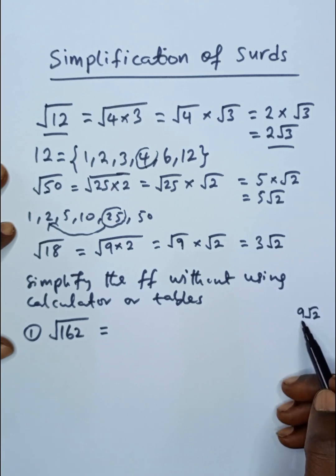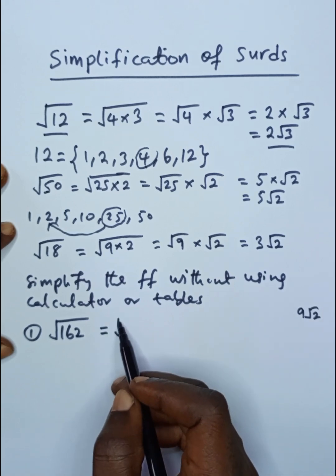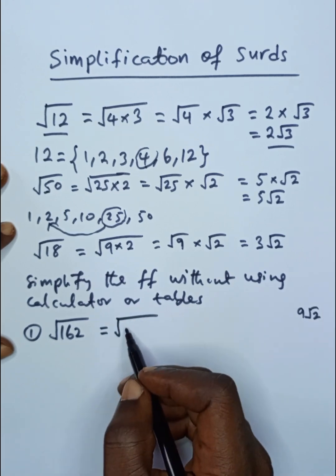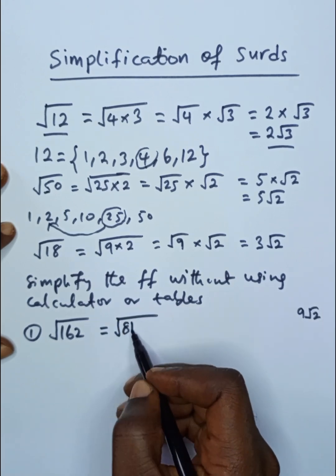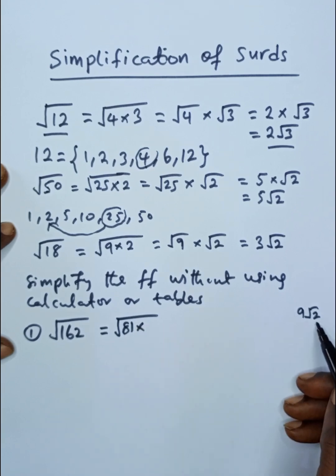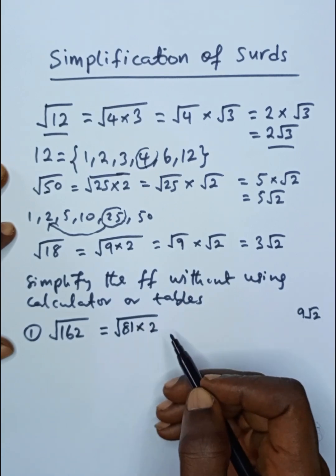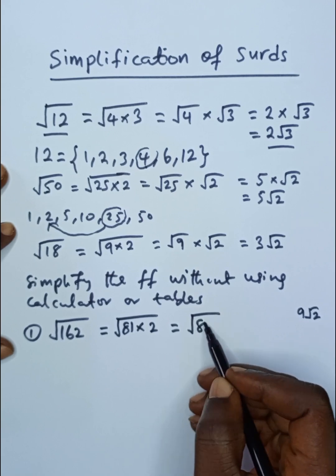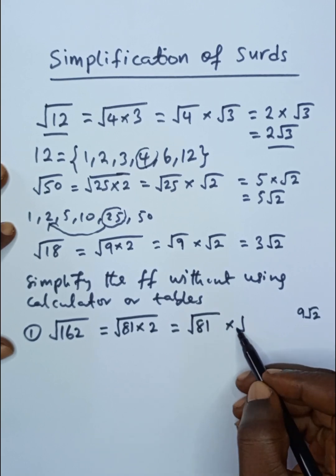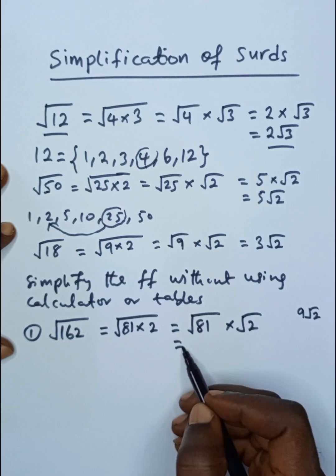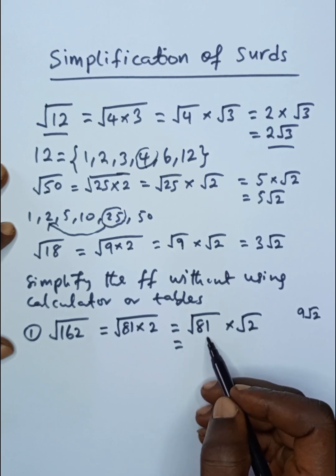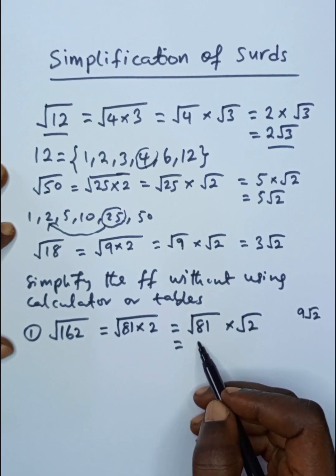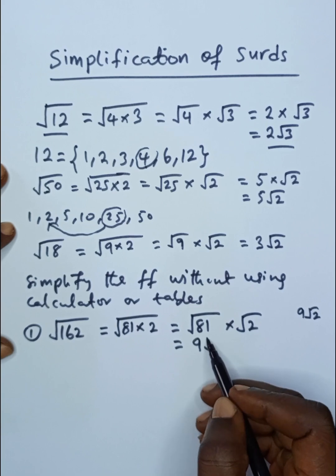The number outside the root sign is 9. When you multiply 9 by itself, it gives 81. So 81 becomes the highest perfect square. So it becomes 81 times 2. This gives root 81 times root 2, which will give you, now the square root of 81 is 9, so you will get 9 root 2.